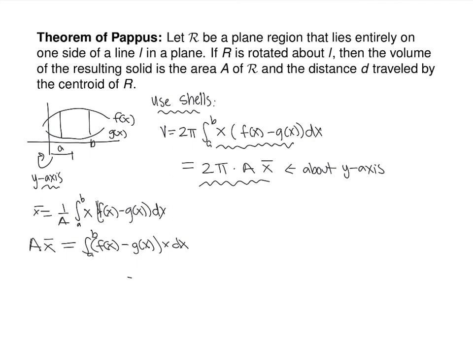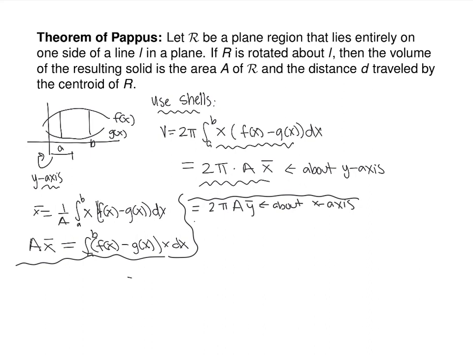So notice one thing is that this is for about the y-axis. And I would conjecture that if you rotate about the x-axis, it's going to be 2 pi A times y bar. But that actually isn't super obvious. Let's talk a little bit about why that's true.